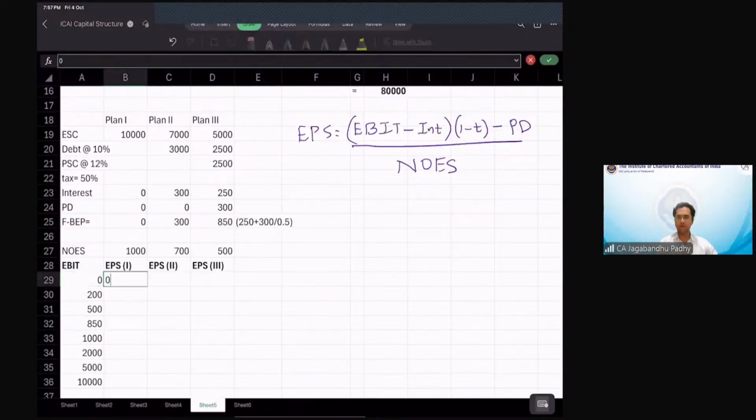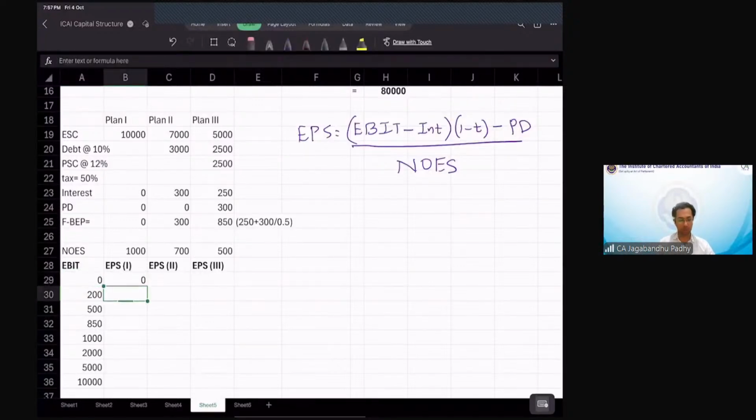The first plan, EPS will be 0. Correct? Or what about EPS for the second and the third plan? For the second and the third plan, what will be the EPS?